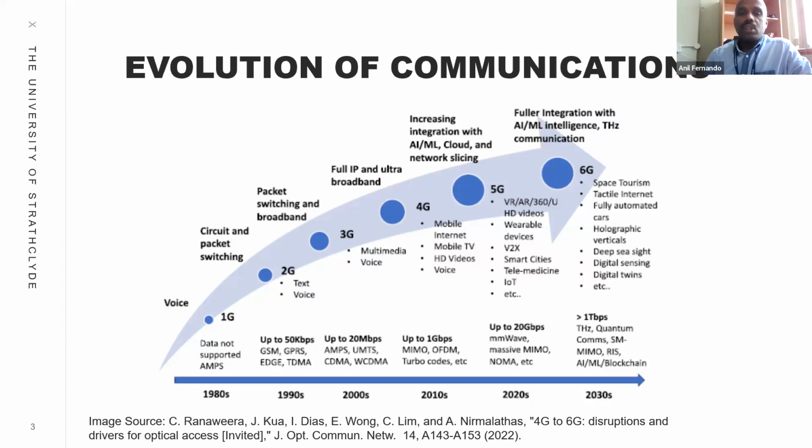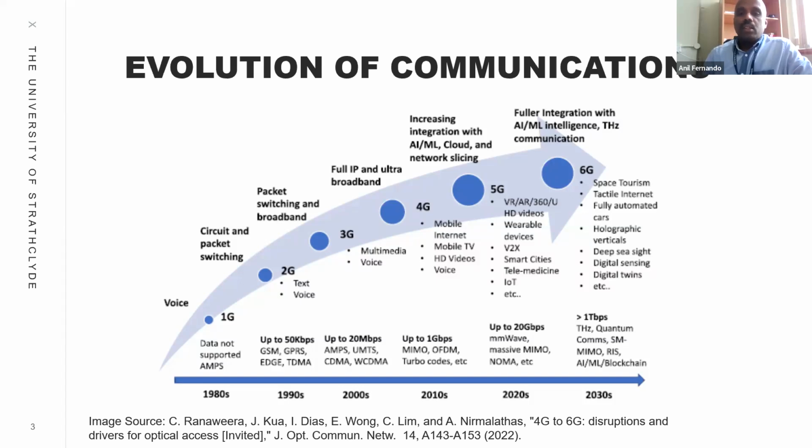We managed to increase the data rate up to 1 gigabit per second. That is a massive increase from 20 megabits per second to 1 gigabit per second. The technologies people used were MIMO, turbo codes and so on. The main target application was again voice. On top of that, multimedia, HD videos, mobile TV, and mobile internet were the main target applications on the fourth generation of network.